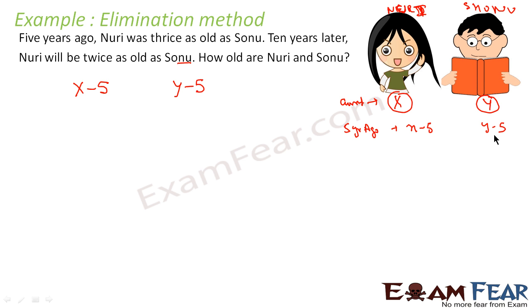The question says 5 years ago Neeru was thrice as old as Sonu. So Neeru's age equals 3 times Sonu's age. This is the first equation.